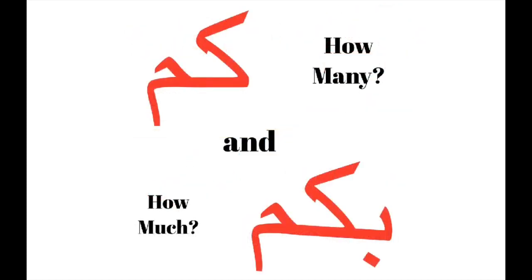So just a quick review. We use kam when we want to ask how many, and we use BiKam when we want to ask how much. Remember that kam is used with a singular noun in the accusative case. If that noun is masculine, we need to add an extra aleph to the end of the noun, and then tanween fatha. If the noun is feminine, we simply put tanween fatha over the ta marbuta.